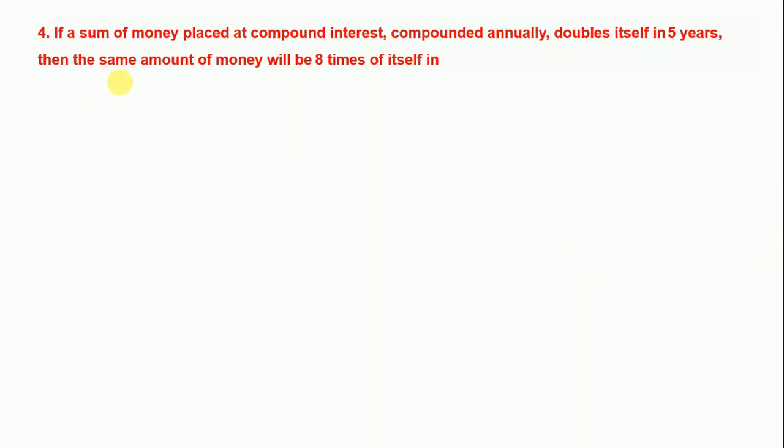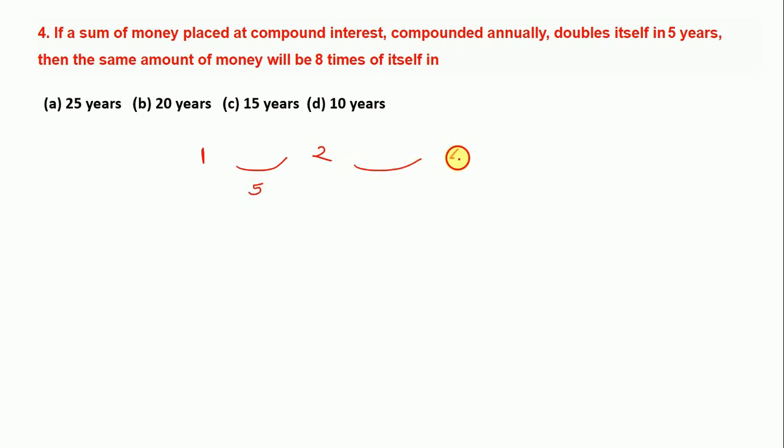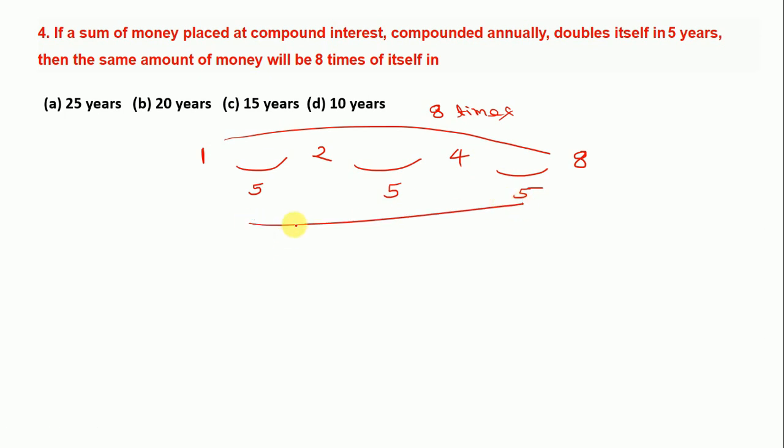Now question 4. If a sum of money placed at compound interest compounded annually doubles itself in 5 years, then the same amount of money will be 8 times in? And your options are here. Now money is compounded annually, so it will become 2 times in 5 years, and again 2 times in 5 years, and again 2 times in 5 years, and so it will become 8 times in 15 years, because 5 plus 5 plus 5, it will be 15 years. So correct answer is C, 15 years.